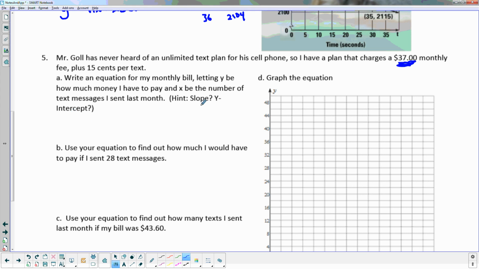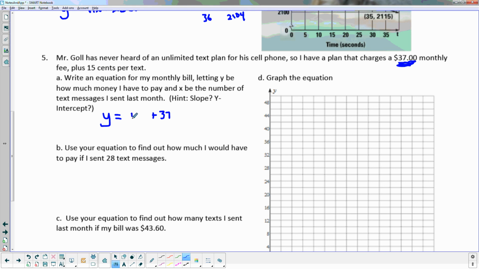What is my slope? Well, slope is how much it changes. And the only thing that changes in this cell phone plan, apparently, is the number of text messages I send every month. And it's going to go up by 15 cents. So the equation that I would write, since we haven't really talked about writing equations yet, I'm going to help you with that. I know that my y-intercept, so my b, is going to be $37. And then I know that it changes 15 cents per text.